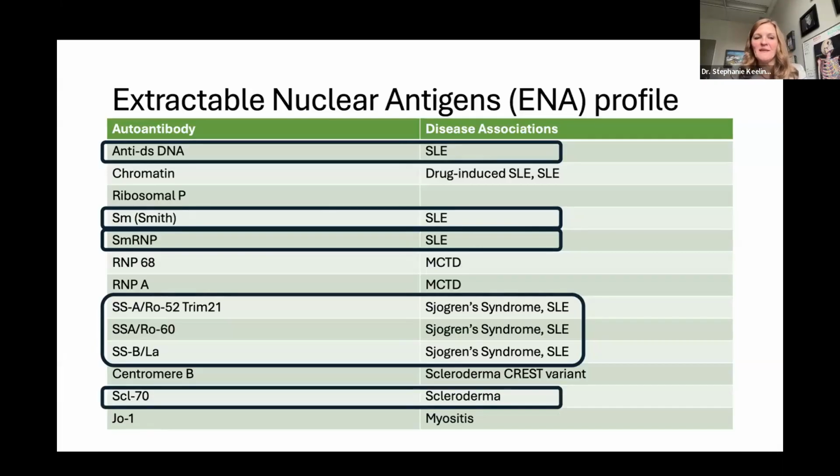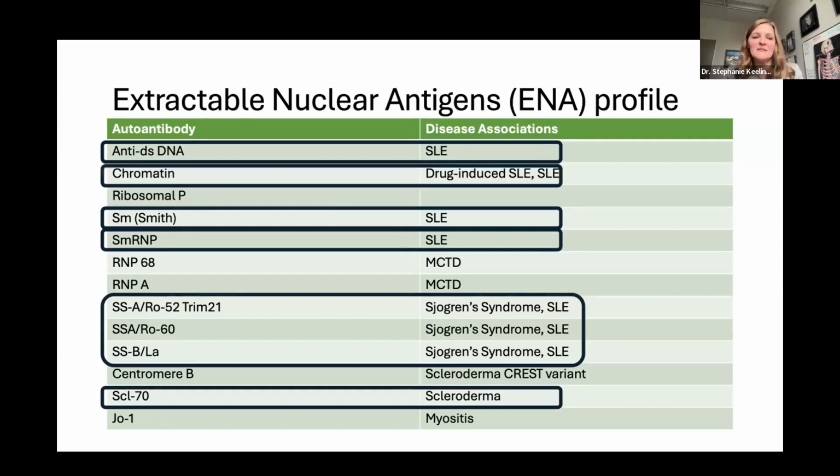I wanted to identify that even though it's on the ENA panel, SCL70 is not something you see in lupus. It's a very specific antibody in some people with scleroderma. And then last but not least, this thing called antichromatin. So antichromatin sort of replaced antihistone, if you might remember from drug-induced lupus.